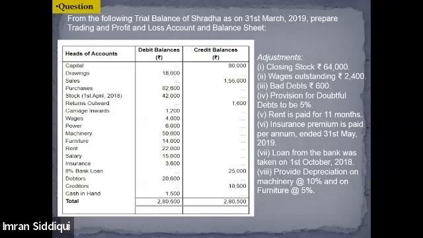Then we have, apart from furniture, that is rent. Let me check if there is any adjustment regarding the rent given. Yeah, adjustment number 5 is relating to rent. It is said that rent is paid for 11 months. That means rent for 1 month is still pending. Rent is an indirect expense, right? Or a direct expense.